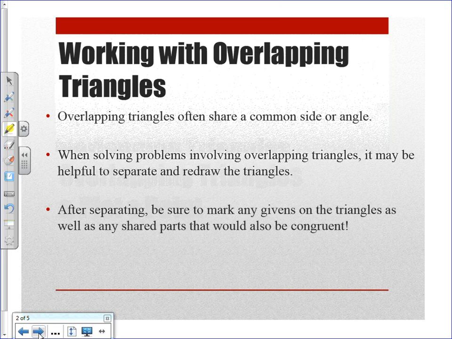So first off, it's really important to realize overlapping triangles often have a common side or angle. Okay, they have to share something if they're overlapping. When solving problems involving overlapping triangles, it's going to be most helpful if we separate and redraw the triangles as two separate things. It's always easier to do with two separate triangles versus one triangle on top of another. After you separate them, make sure you mark any given information on your triangles, as well as any shared parts that you know would have to be congruent. So like if there's a shared side, then obviously it's congruent in both triangles. Same with a shared angle.